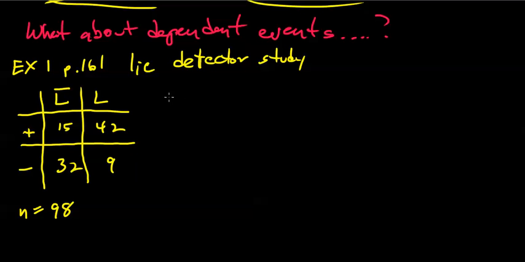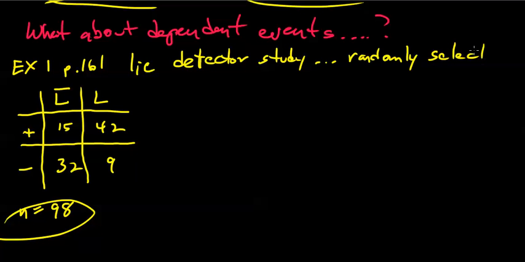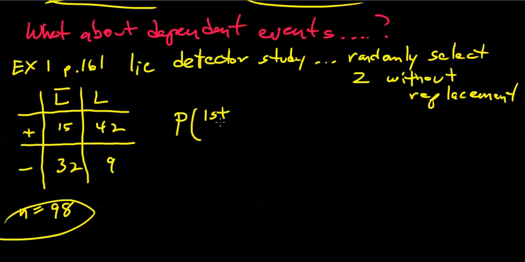Alright. Let me say in this study of 98 lie detector subjects, I'm going to randomly select 2. And here's a key phrase: without replacement. That means you pick one person, you don't throw them back in the pool for another possible choice, and then you pick a second person. Alright, let me pose this question to you. What's the probability that the first one got a positive test result, in other words, the machine said they lied, and that the second person got a negative test result, in other words, the machine said they did not lie.